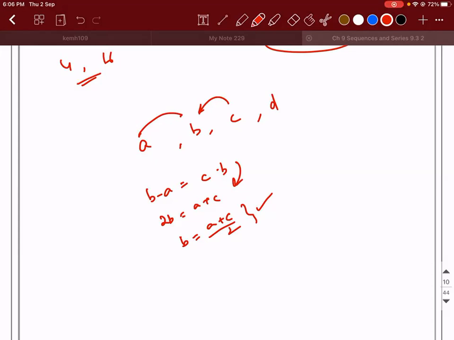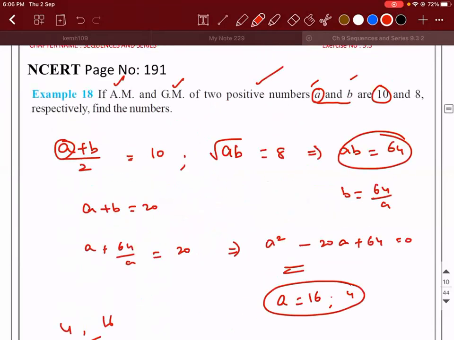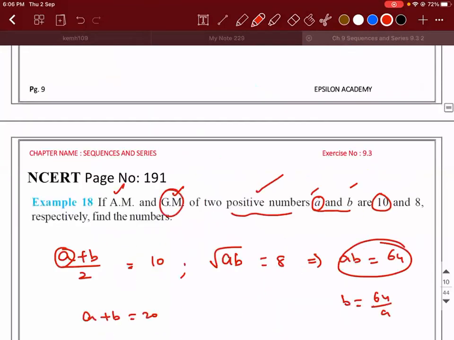Sir, so only for geometric mean the numbers have to be positive. Because you have a square root, no? Yes. That is the reason. But you can ask me why they have given positive numbers here. Because the geometric mean has come in. Yes, sir, understood. To avoid the ambiguity.